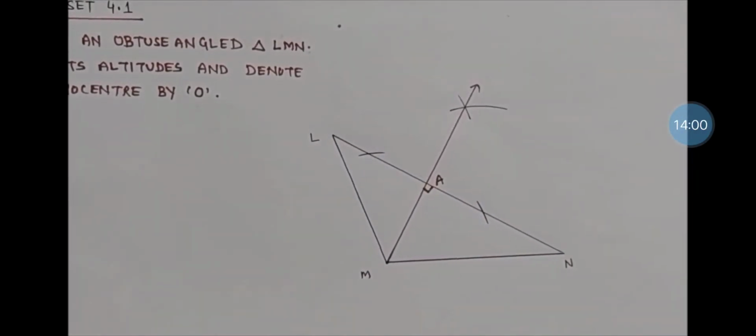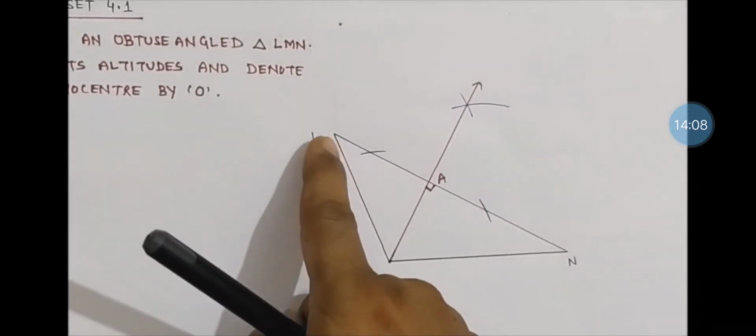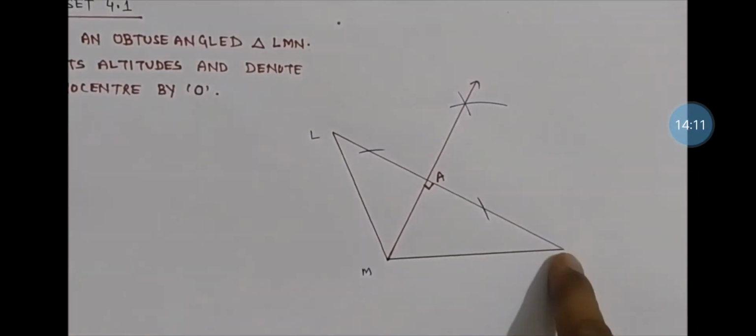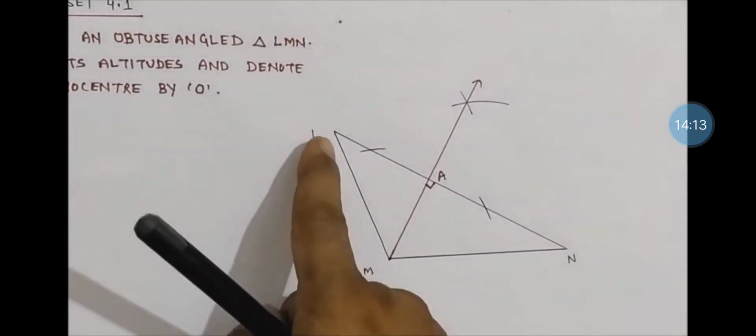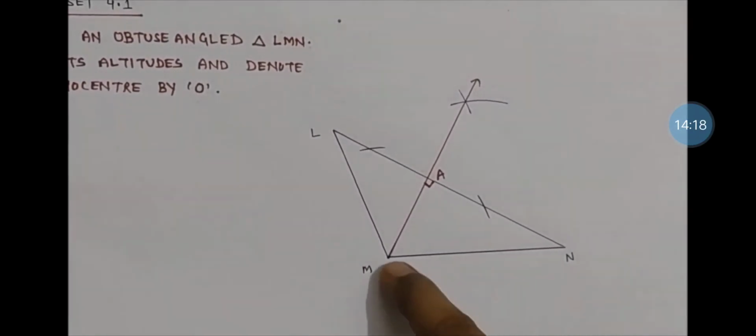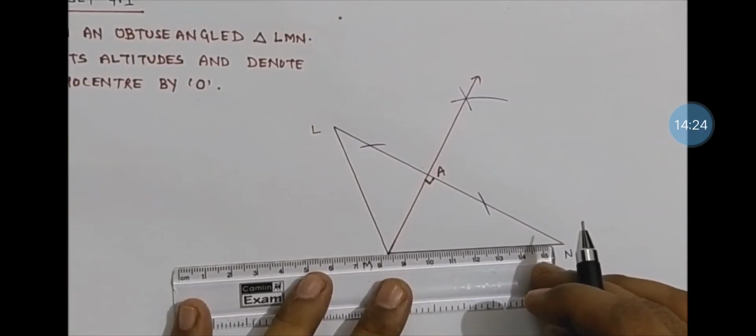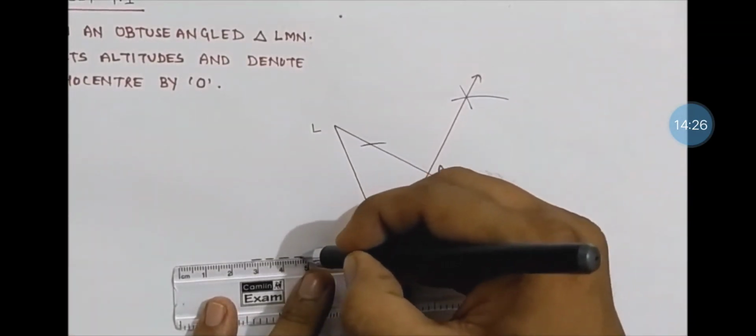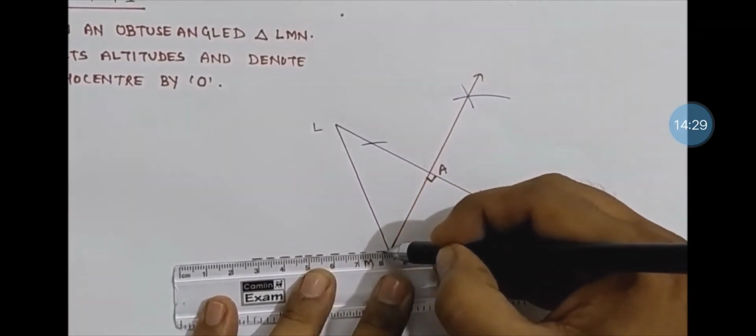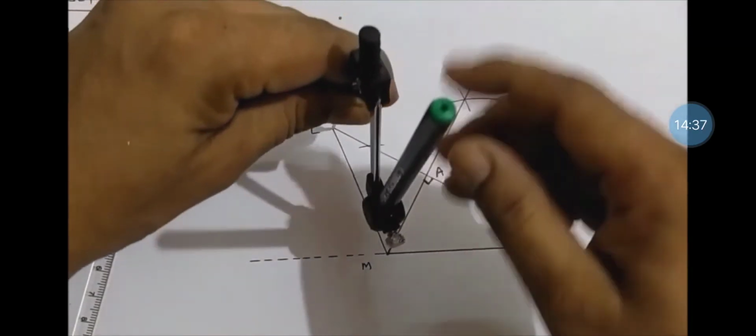Now we have to draw from L and N. So now let's take point L. Open your compass such that you get 2 arcs on line MN. Now you cannot get the arc like this. So extend line MN, because we have to draw altitudes. Altitudes are straight lines. So we cannot draw a straight line from L on that line MN, so you have to extend line MN so that you get a straight line.